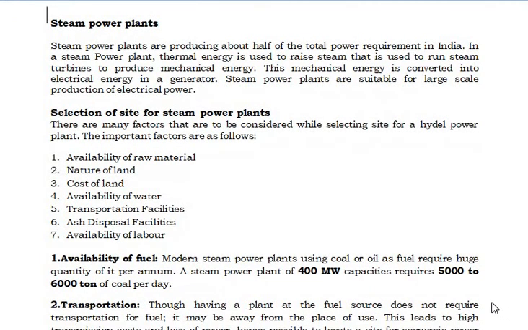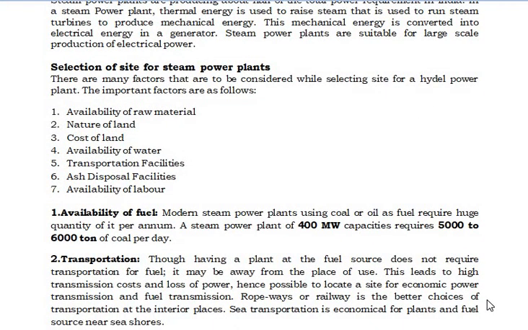The second one is transportation. Though having a plant at the fuel source does not require transportation for fuel, it may be away from the place of use. This leads to high transmission cost and loss of power, hence it is better to locate a site for economic power transmission and fuel transmission. Ropeways or railways are the better choices for transportation at interior places. Sea transportation is economical for plants and fuel sources near seashores.